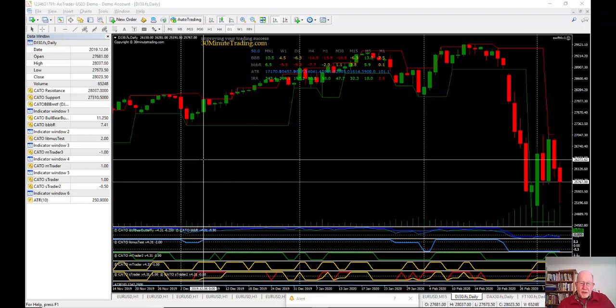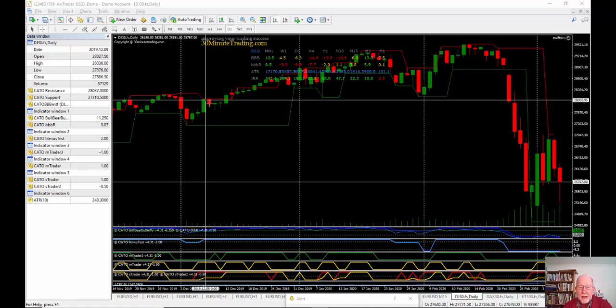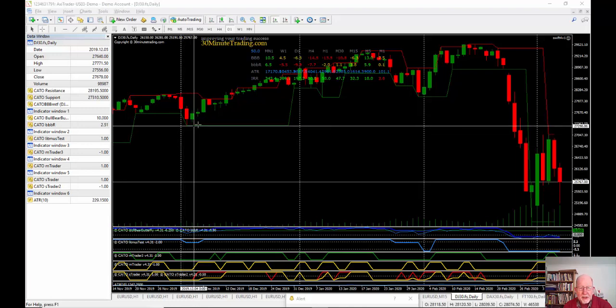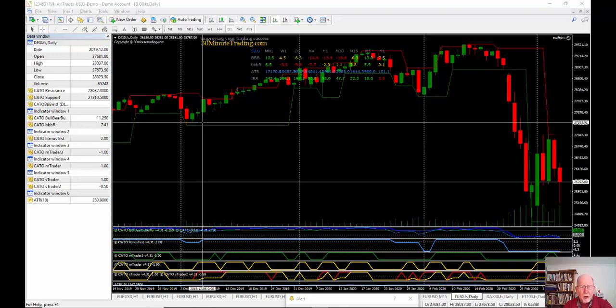If you look here, you will see on that candle, litmus test went long, and we have a slight pullback here. But if you look on the left hand side, look at these data windows here. When litmus test went long there, you can see that the BBR was 7.41 and the bull bear butterfly was 11.25. Litmus test was a 2, M trader was a 1, S trader was a 1, S trader 2 was still saying we're kind of bearish on this.